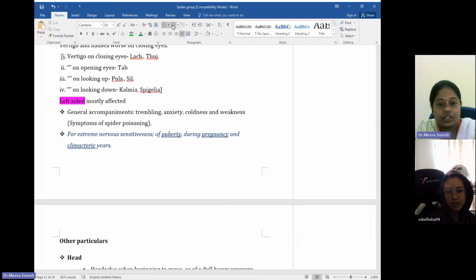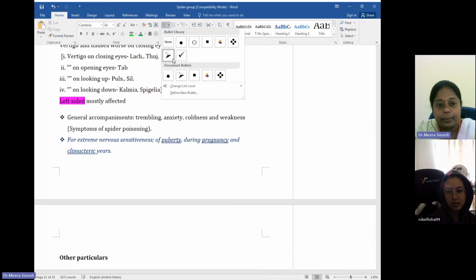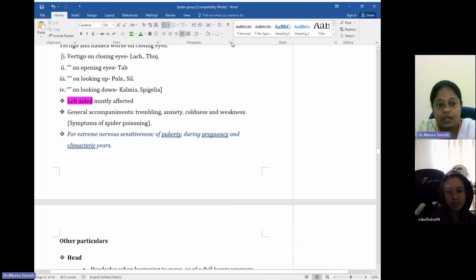In this remedy, the mostly affected side will be the left side in case of Theridion, but we have spider remedies which are right-sided affections also. Generally, all the symptoms will have trembling, anxiety, cold, and weakness. These are the symptoms we usually find if the patient had a spider poisoning. In the proving also we got that, but it is not that important. It will be the three symptoms that are highly important.